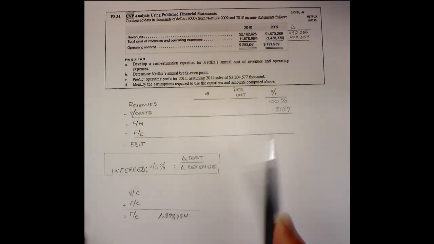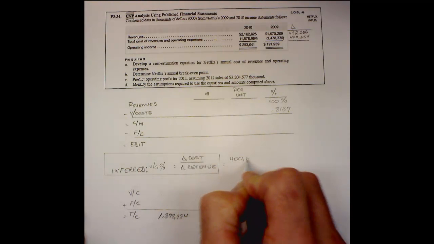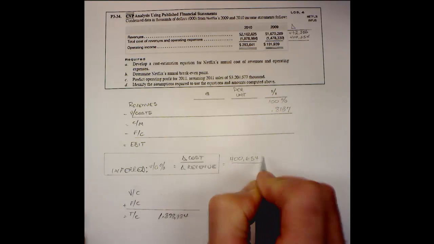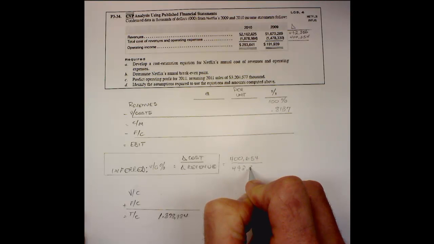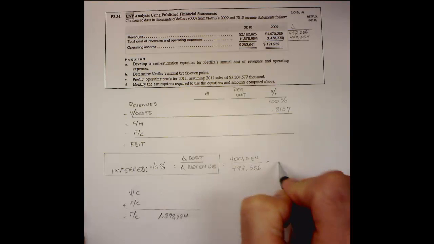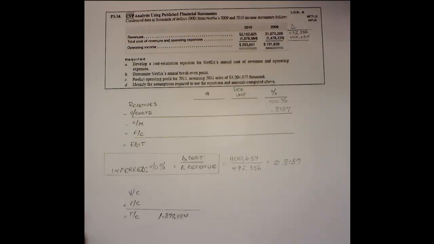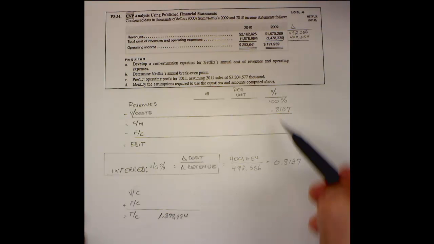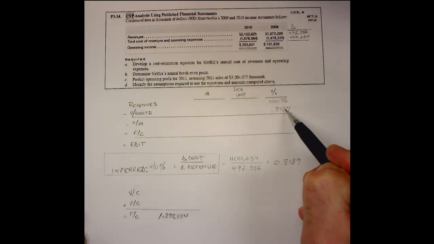So we will take the change in cost, which in this case is $400,654,000, and divide it by the change in revenues, $492,356,000. And when we do that, we have a variable cost percent of 0.8137 that we can insert in our little table to manage fixed and variable costs. Now, here's what we can use.